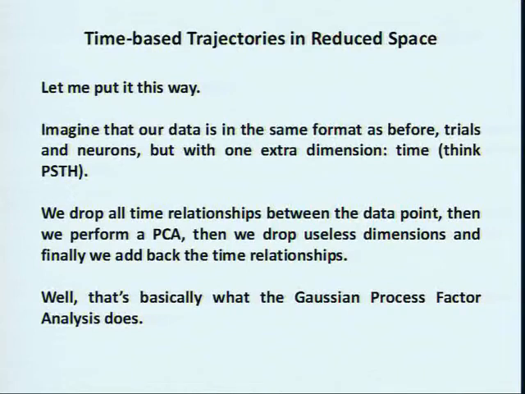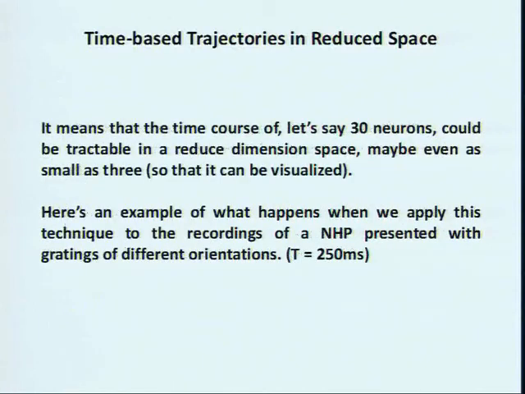In fact, it touches on the idea of what is the optimal reference frame. But it is more or less the same idea. I prefer PCA, it is more intuitive to interpret because more people know about PCA. It means that the time course of, let's say, 30 neurons, apparently I like these numbers, could be tractable in a reduced dimension space, maybe even as small as 3, so that we can see it. So even if we present the information of 30 neurons, we present it in 3 dimensions, and we can actually track this brain state over time.